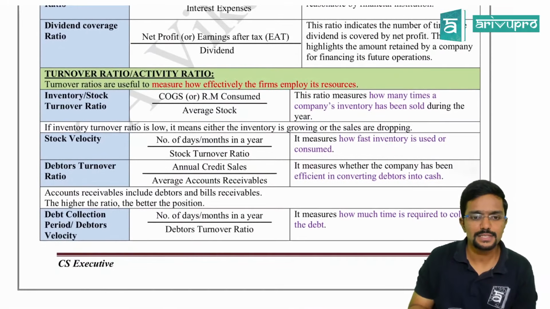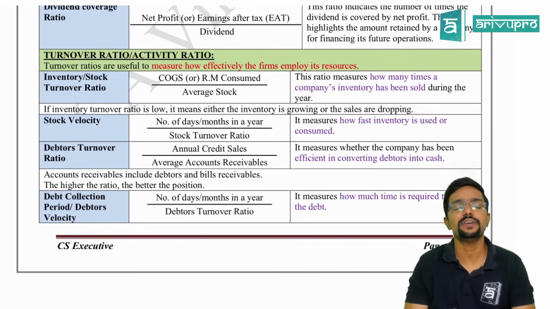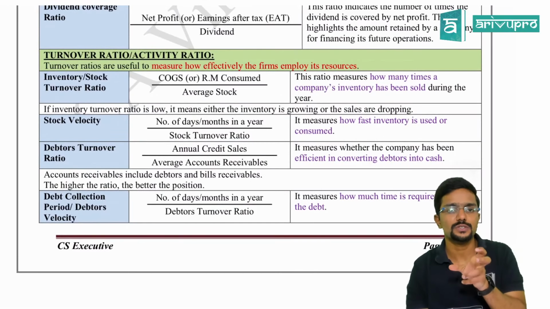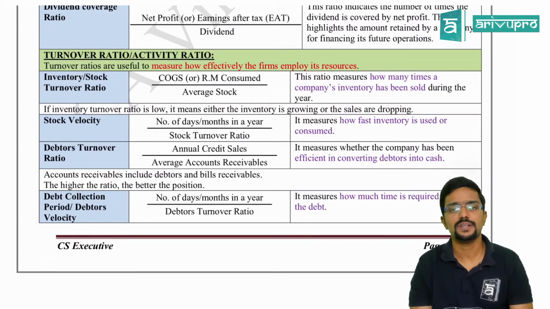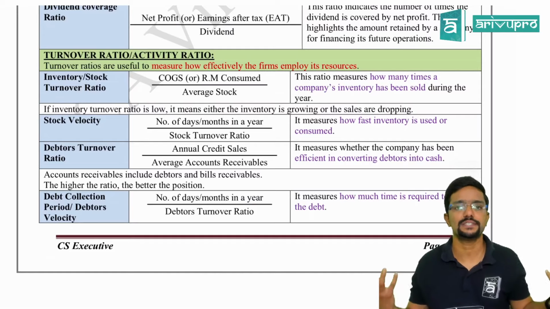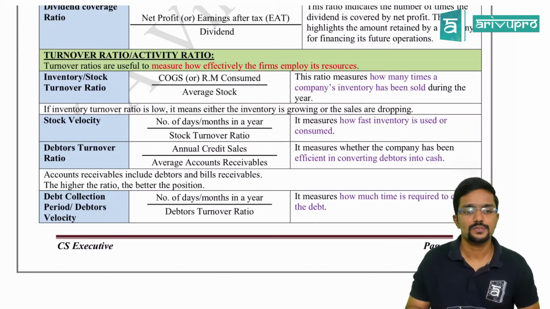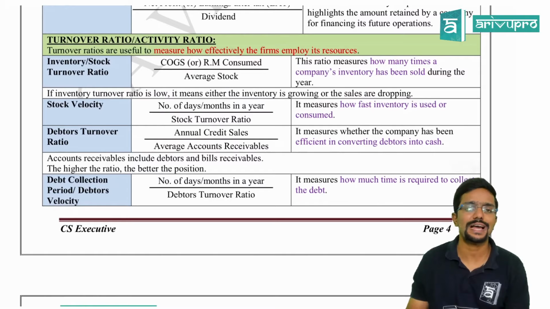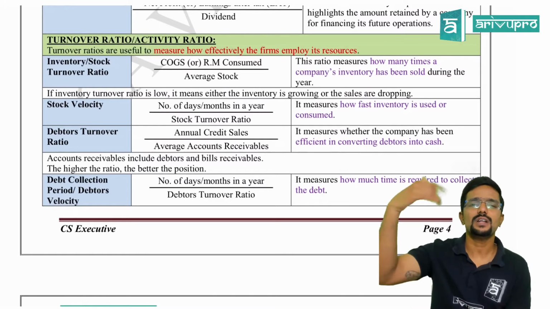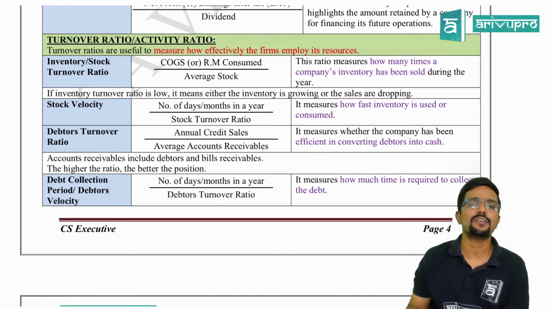Okay, so next coming to turnover ratio or activity ratio. This ratio shows how effectively the firms are employing their resources. Resources means capital or assets. How effectively the company is using its capital and assets, we will try to see. So first one is inventory turnover ratio or stock turnover ratio. How to calculate it? COGS or raw material consumed divided by average stocks.